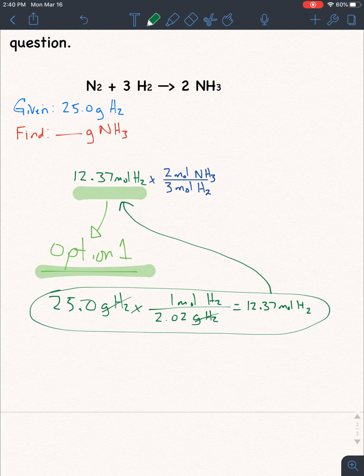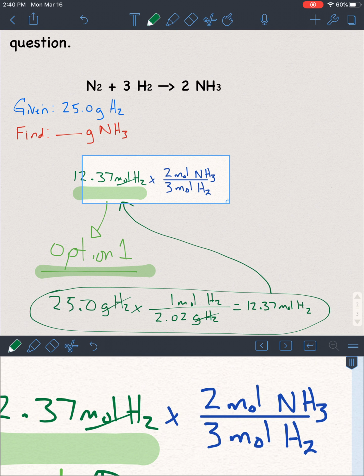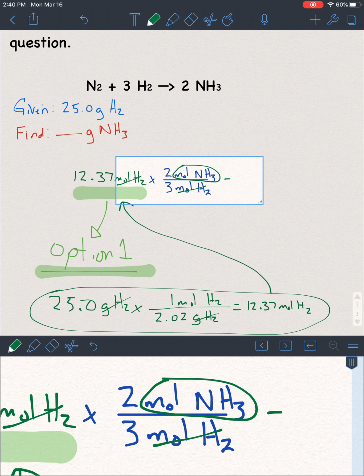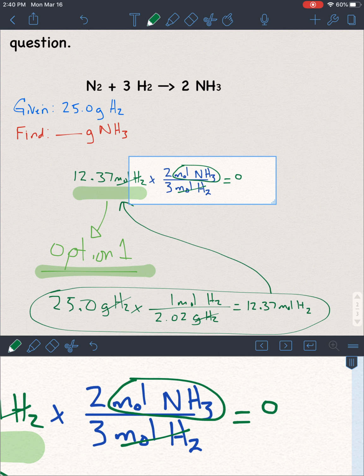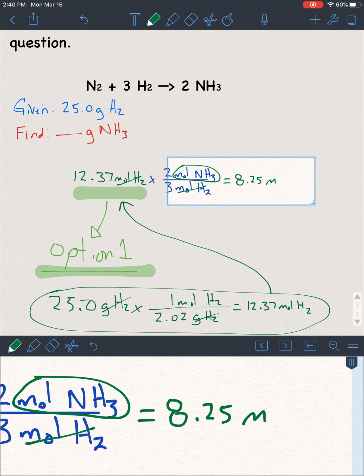Looking at this now, I can see that my units actually do cancel properly. So now I can cancel moles of hydrogen with moles of hydrogen. I'm left with moles of ammonia, which is the substance that I want, not necessarily the unit that I want, but it gets me closer to where I'm at. So I'm going to multiply this out. I'm going to take my answer, 12.37 times 2 divided by 3, and I'm going to get 8.25. The unit that I've left right now is moles of ammonia. And I'm going to go, cool.